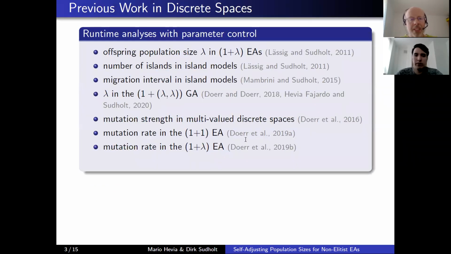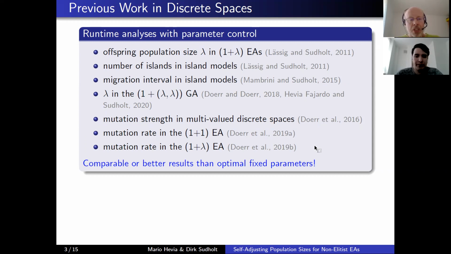There have been some recent runtime analyses with parameter control, like controlling the offspring population size lambda in 1 plus lambda EAs, controlling the number of islands and the migration interval in island models, controlling lambda in the 1 plus lambda comma lambda GA, and controlling the mutation strength in various scenarios like multi-valued discrete spaces, the 1 plus 1 EA and the 1 plus lambda EA.